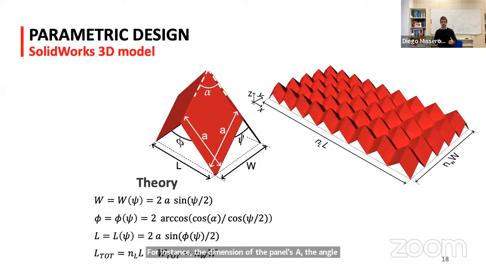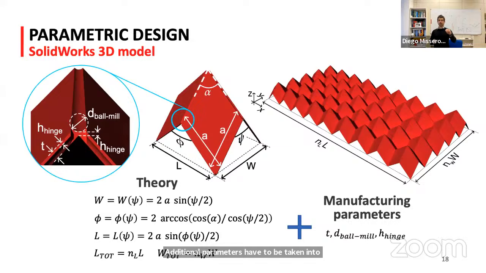Additional parameters have to be taken into account, and these parameters are essential to perform a good experiment. The main parameters that play a role in the realization are the thickness T of the panel, as you can see here, represented by this T, the thickness of the hinge, which represents, in other words, the torsional stiffness of the crease, and of course, the dimension of the tool that we want to use to create this crease.